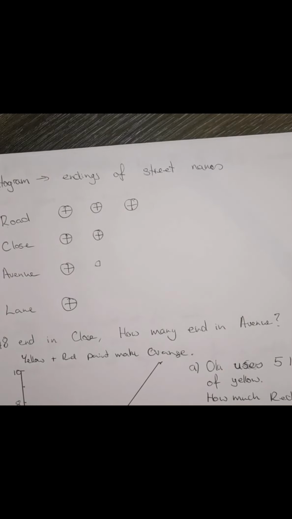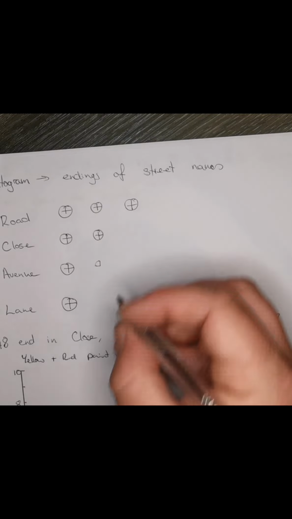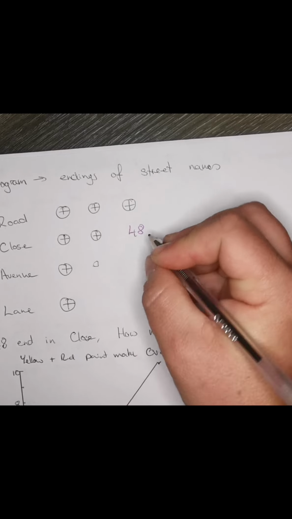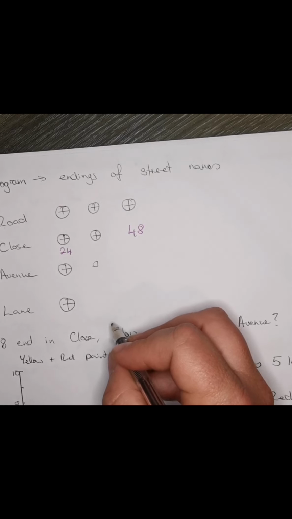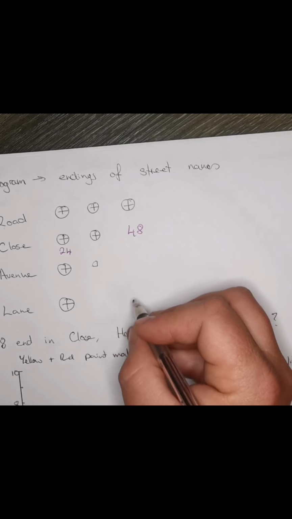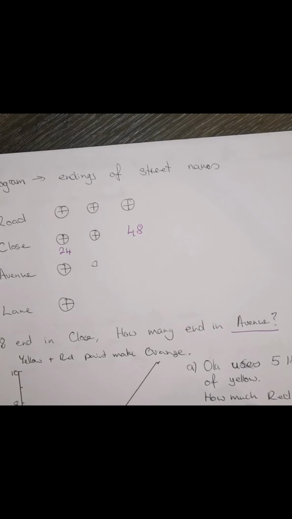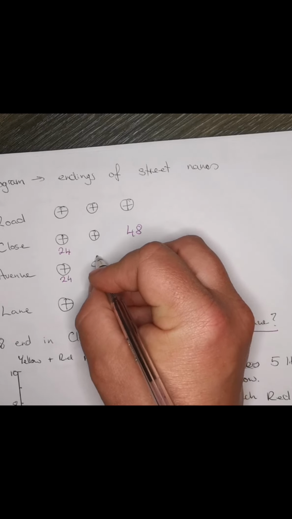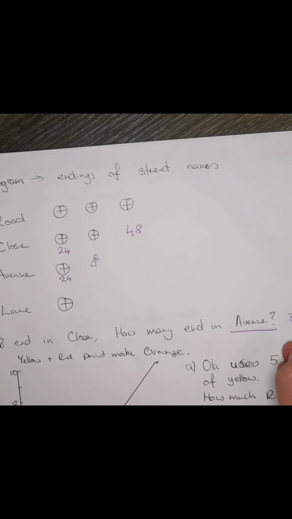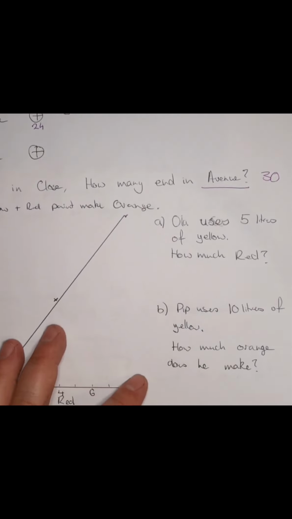Right, then we had a pictogram about the endings of street names. So I've got my pictogram, and I was told that 48 end in close. How many end in avenue? So if 48 end in close, this is worth 48, which means that each one of these must be worth 24. So that's 24 per circle. So if I'm looking at how many end in avenue, that must be 24 there plus a quarter of 24, so that'd be 6. So I think that there are 30 that end in avenue.